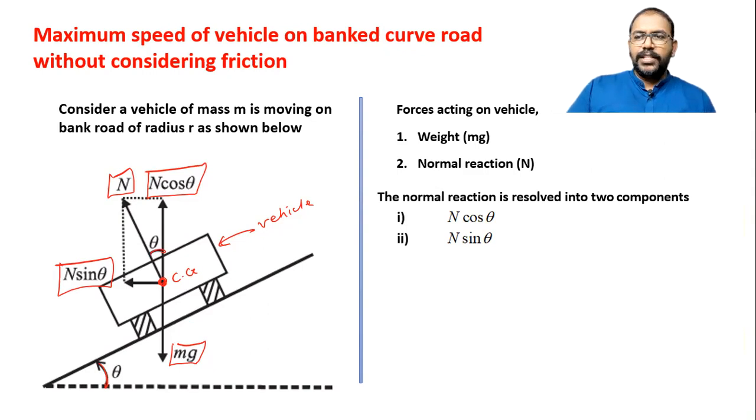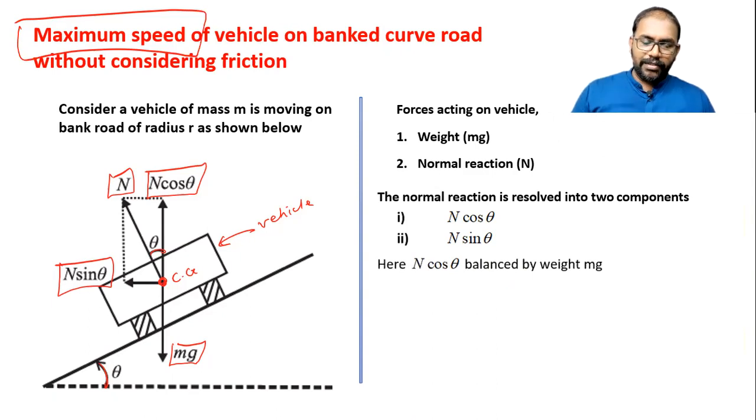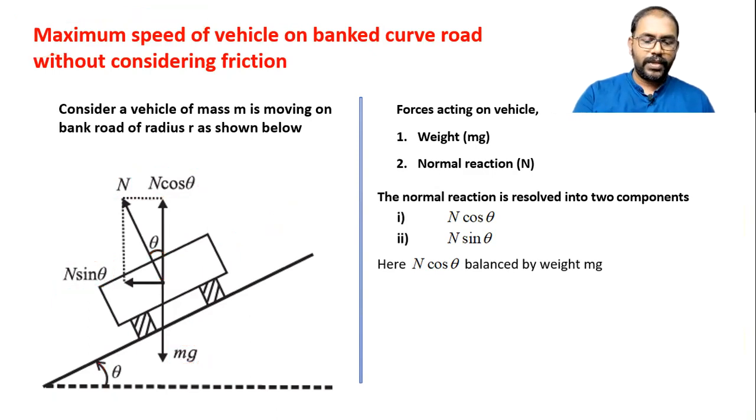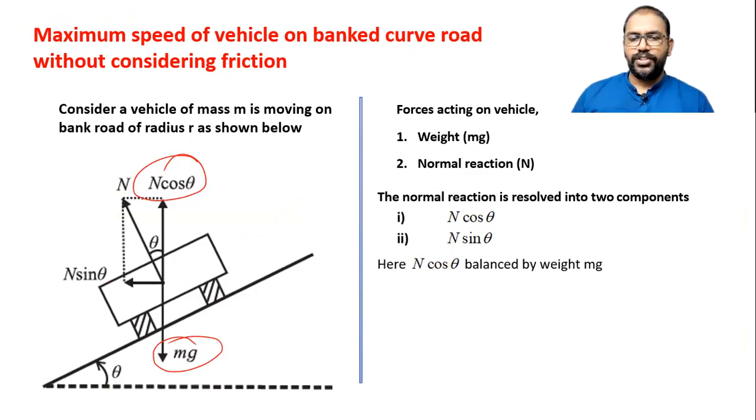Now by using this diagram, we have to write two equations, and we have to process these two equations to get the maximum speed formula. You can see the diagram very carefully and write here: n cos theta balances mg, because the vehicle is in equilibrium. So n cos theta and mg balance each other. We can write n cos theta is equal to mg, and this is equation number 1.